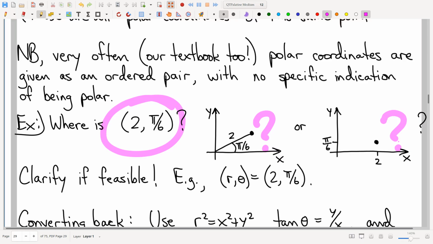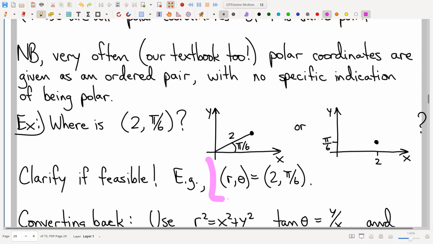Pi over 6 is a perfectly legitimate number. It absolutely could be y. So I claim that this is ambiguous. You just write down 2 comma pi over 6. You could mean this point because you were talking polar coordinates, or it could mean this point because you were talking rectangular coordinates. The notation doesn't indicate. So try to avoid these kinds of ambiguities, and by the way, also be on the lookout for them. The easy way to avoid the ambiguity is just go ahead and say r comma theta equals. Now it's clearly polar coordinates. Problem solved, right? So, something to keep in mind.